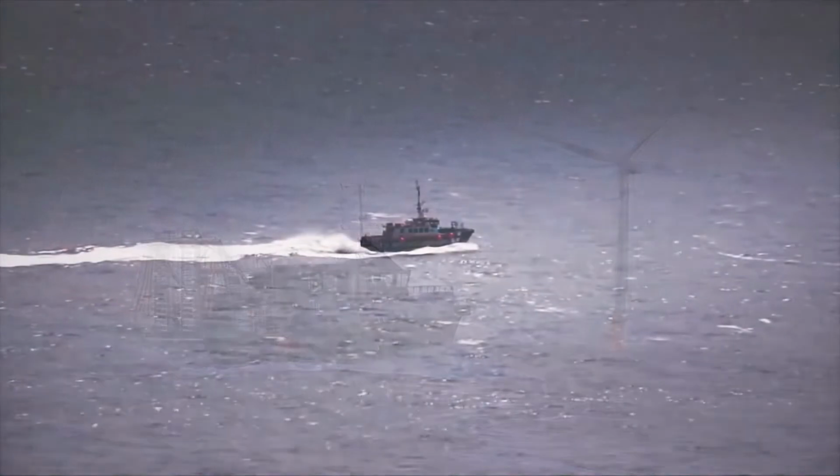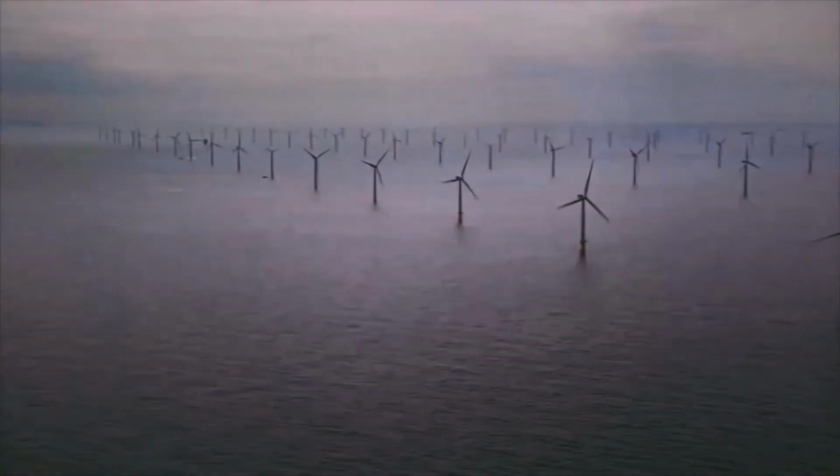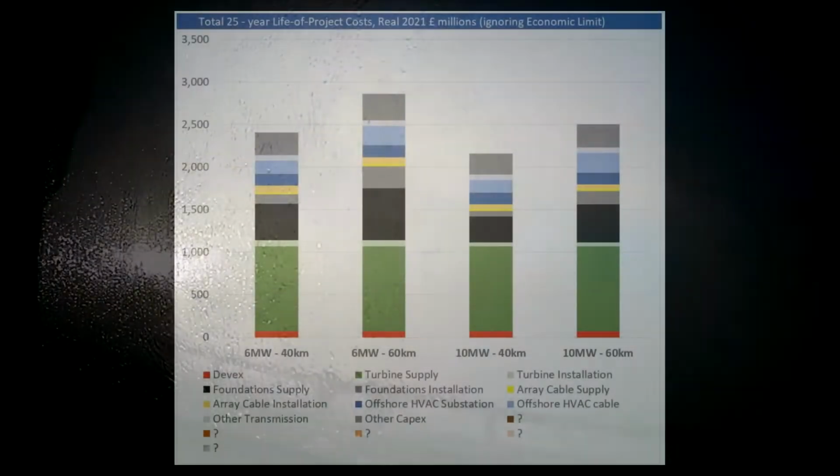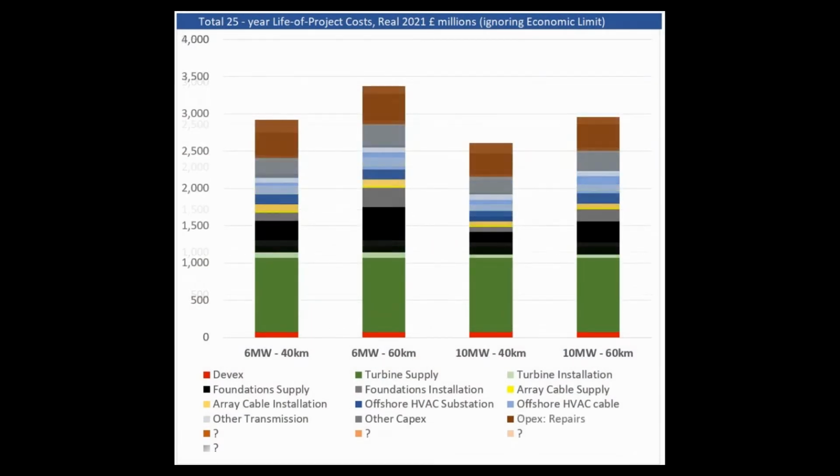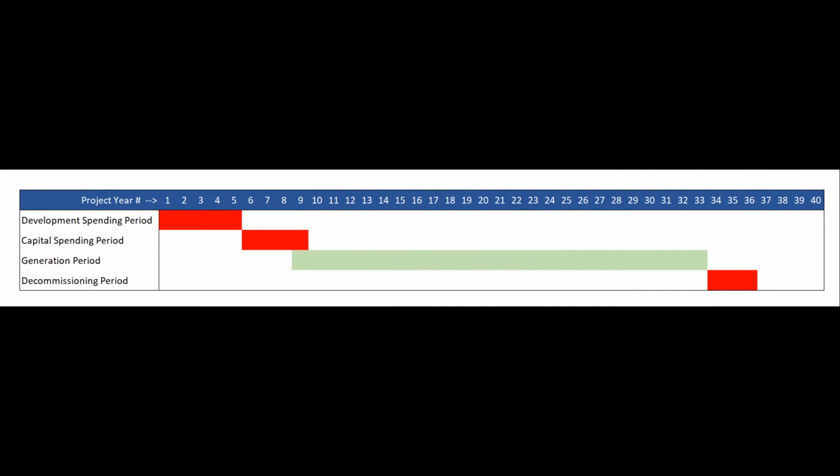How much do today's big utility-scale offshore wind farms cost to build, operate, and remove? How can you assess competing development options when there are uncertainties and lots of moving parts?